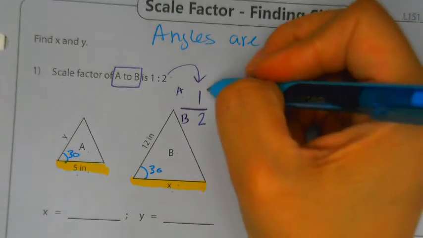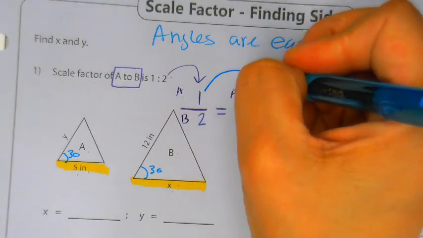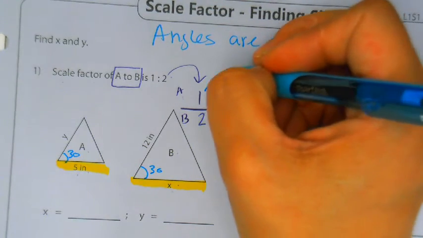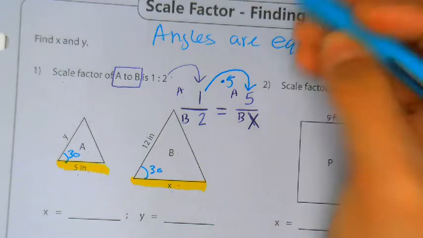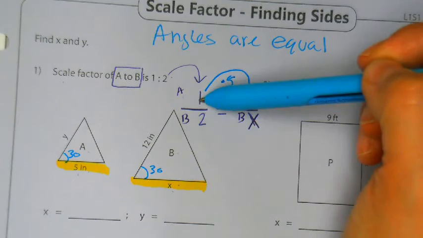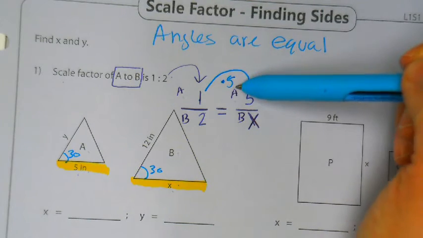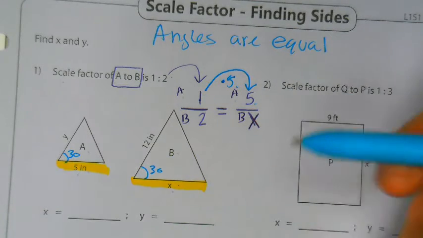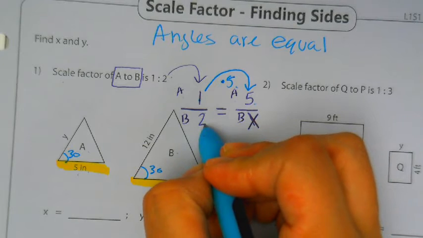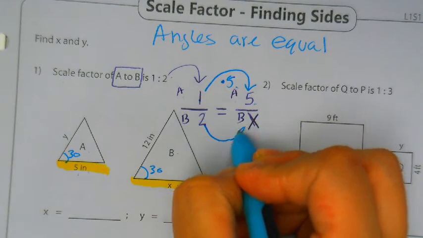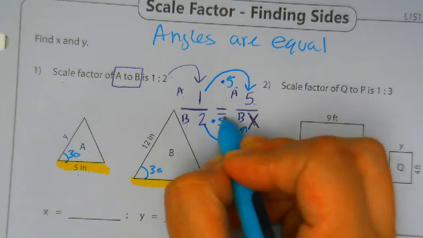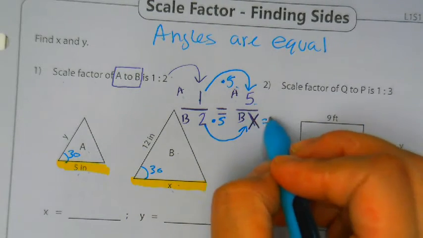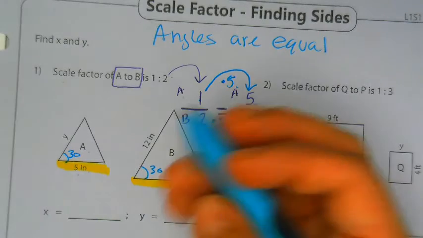How do I go from 1 to 5? 1 times 5 is 5. Oh, so the relationship is I take 1 and I multiply by 5 and I get 5. Oh, so what do I do on the bottom? Times 5. So I take this and write this down so you understand what you're doing. I'm going to take the 2 and I'm going to multiply by 5 and I get X. What's 2 times 5? So X is 10.